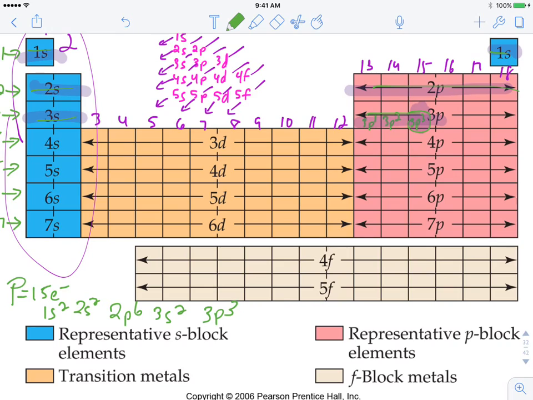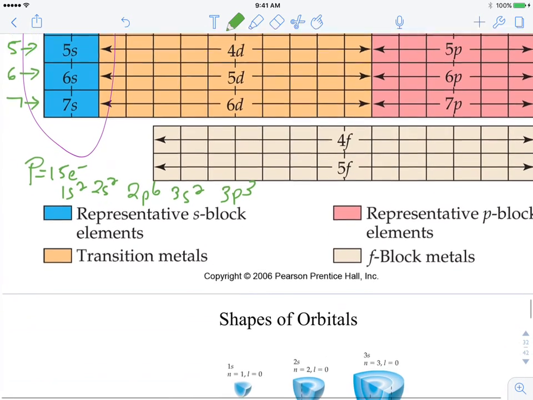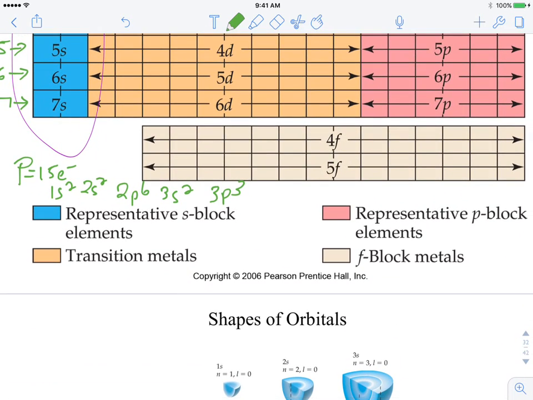It gives me a way to use the diagonal rule or not use the diagonal rule and hopefully do electron configurations quicker. It depends on what you want to do. Now, if we tie this back to quantum numbers, and then I'm going to stop here.